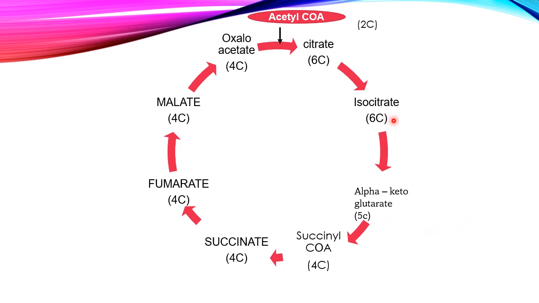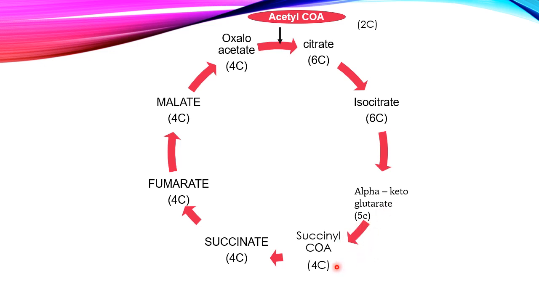So, what is happening over here? The six-carbon compound is getting converted into a five-carbon compound. This is because of the decarboxylation happening over here. There is a generation of carbon dioxide. We have to understand this. When a six-carbon compound is reduced to a five-carbon compound, or a five-carbon compound is reduced to a four-carbon compound, a decarboxylation is occurring.